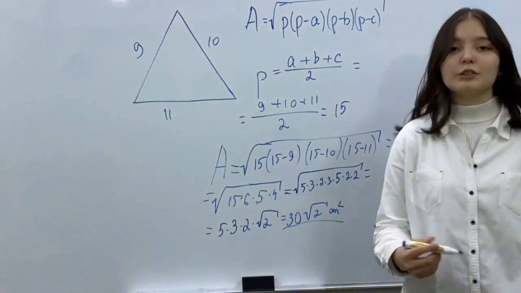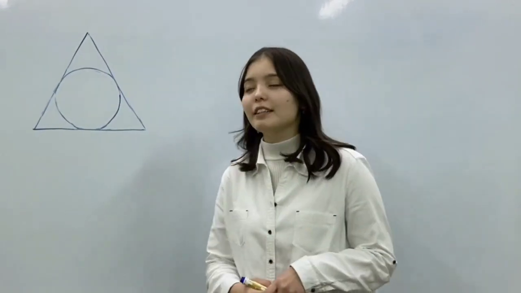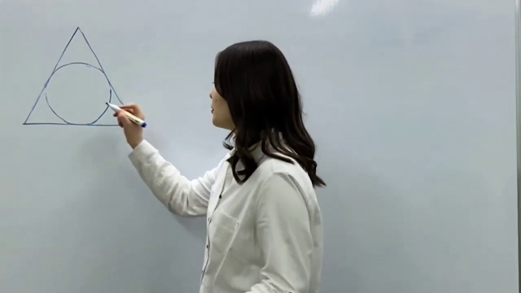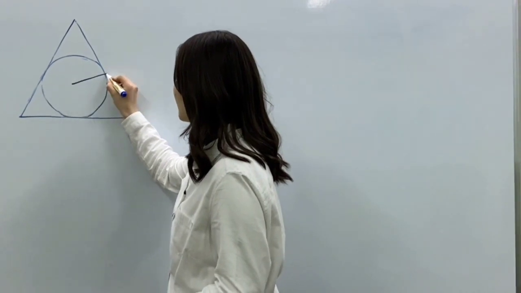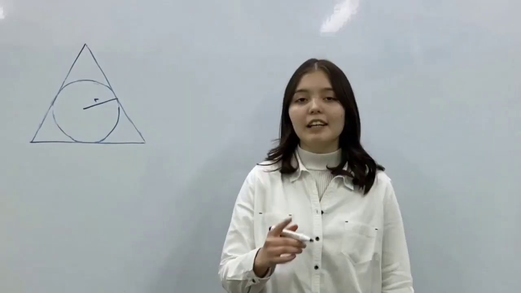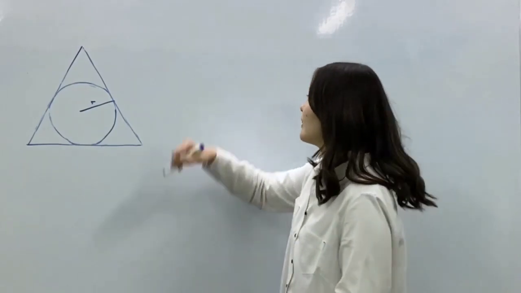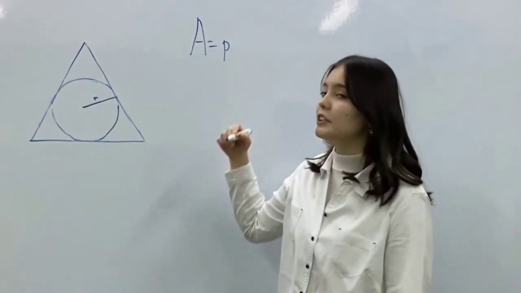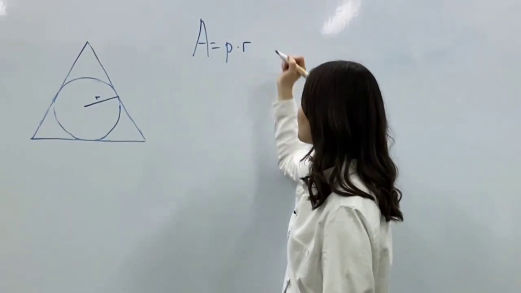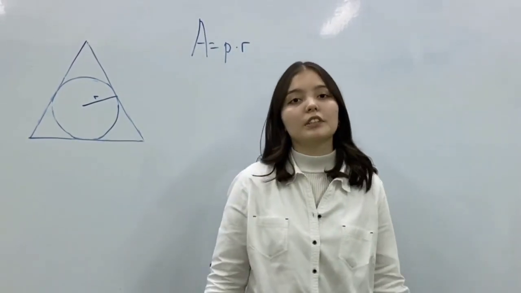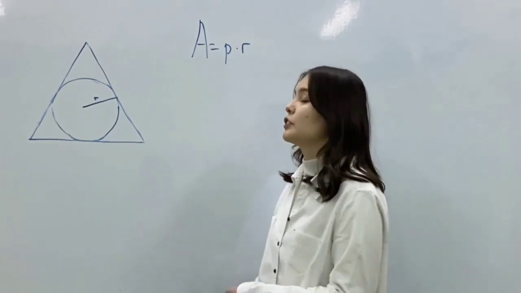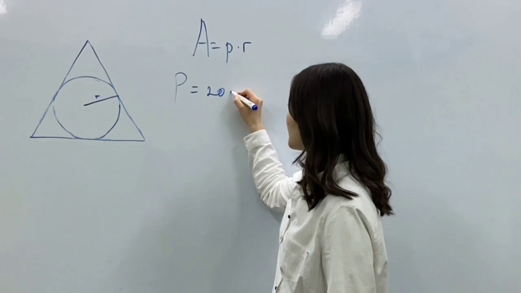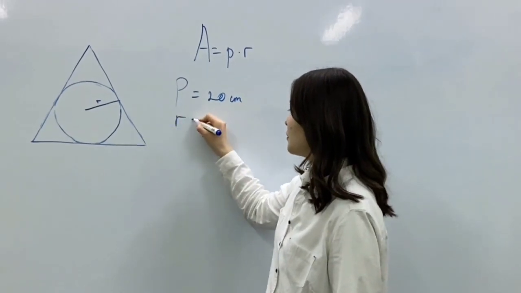This is our answer. So let's find the area of a triangle by using the inscribed circle. The radius is this, and the formula will be like this. Area will be equal to half perimeter multiplied by radius. So, for example, let's say that we have a triangle with perimeter 20 centimeters and the radius is 6.